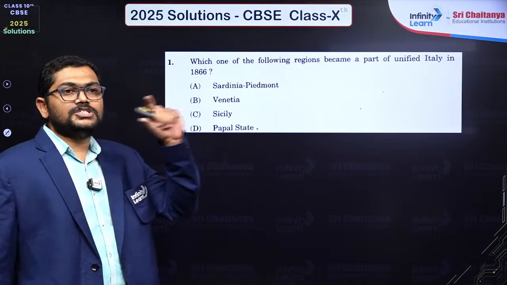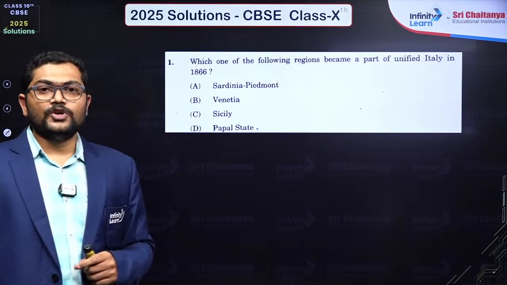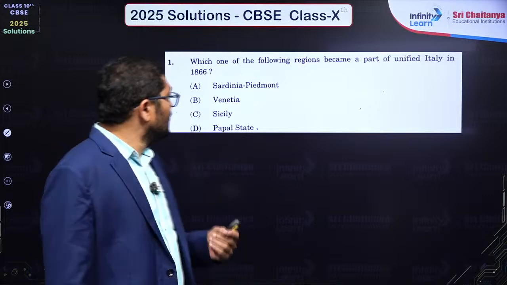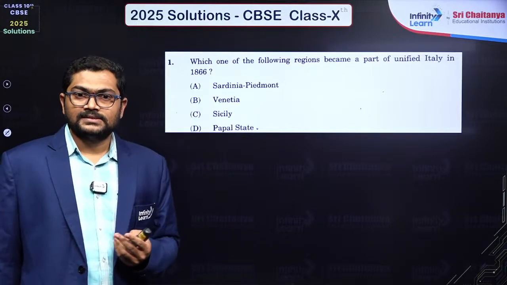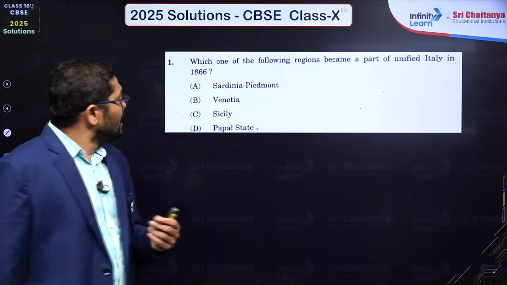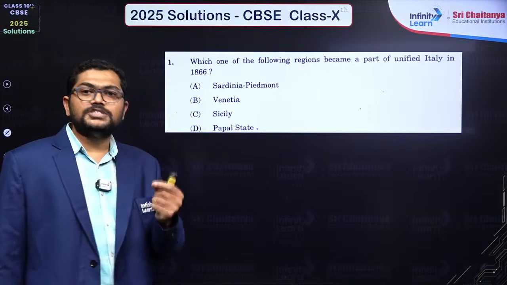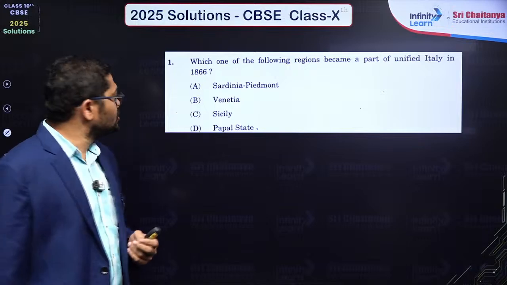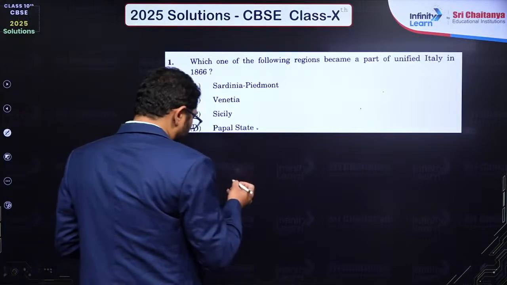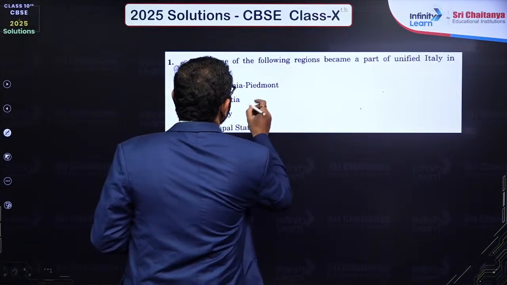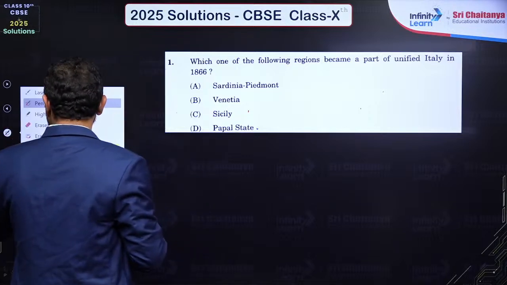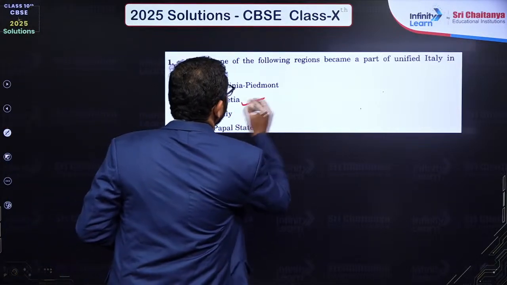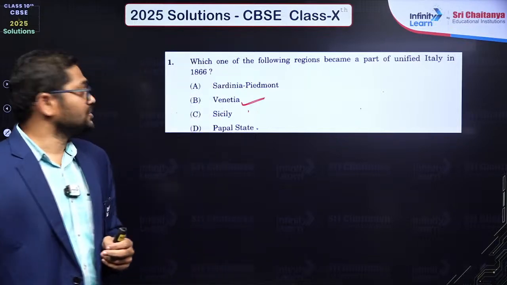If you see the chapter, The Rise of Nationalism in Europe, in the unification of Italy, under the side heading Italy Unified, we have 2 maps. In that, map 14B gives each region and the year in which it was unified with the main region. According to that, we are going with Venetia. So it is the correct option for the first question.